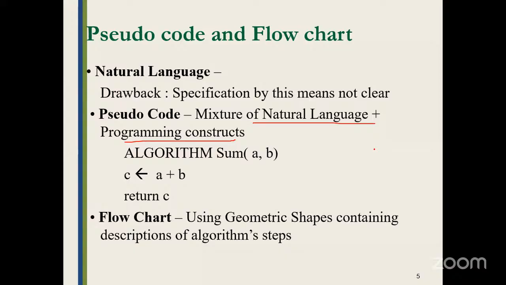You can use some mathematical representation. You can use some programming related constructs like C assignment A plus B. Or if you want to specify functions, arguments. Without using constructs like this, it is very difficult to represent everything in the form of text. So this is the advantage of pseudocode.